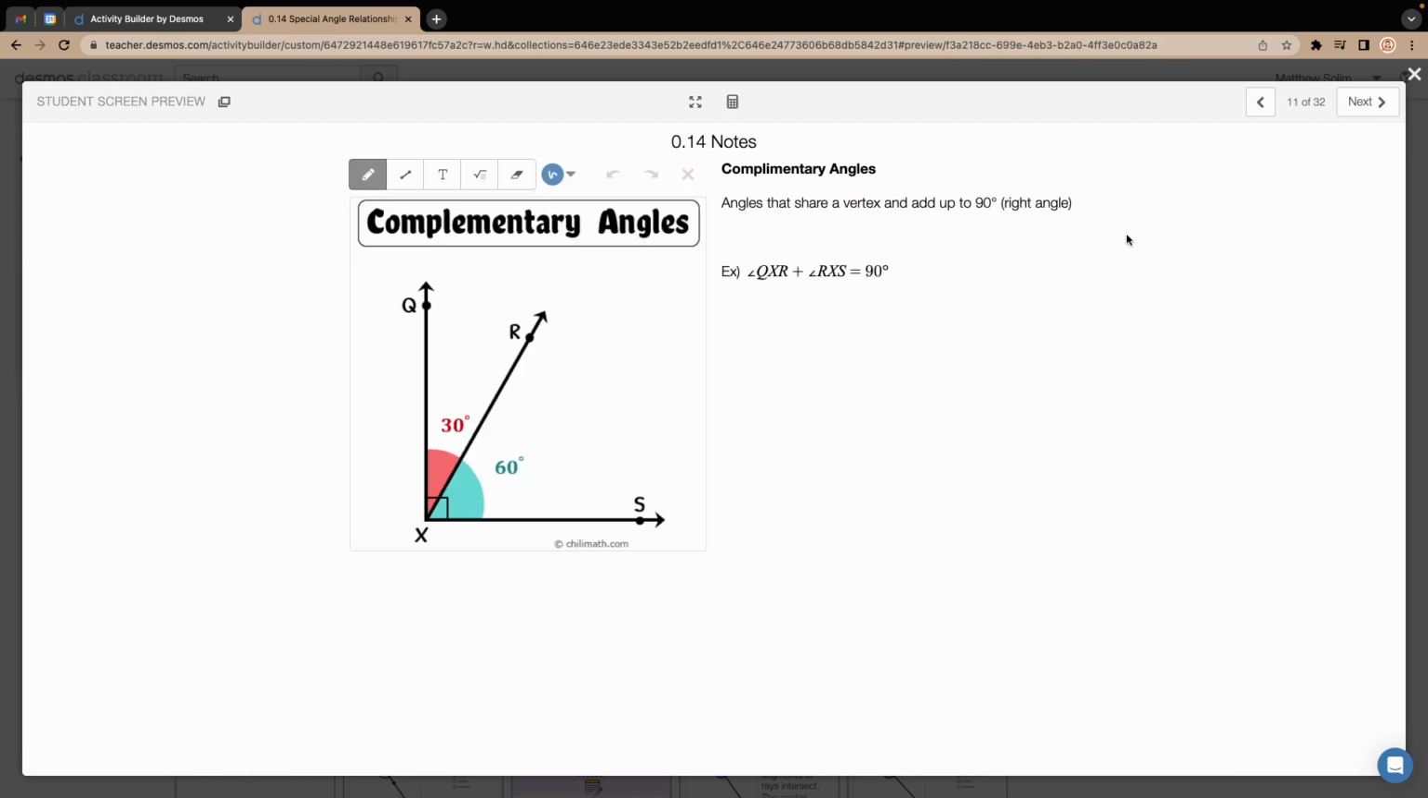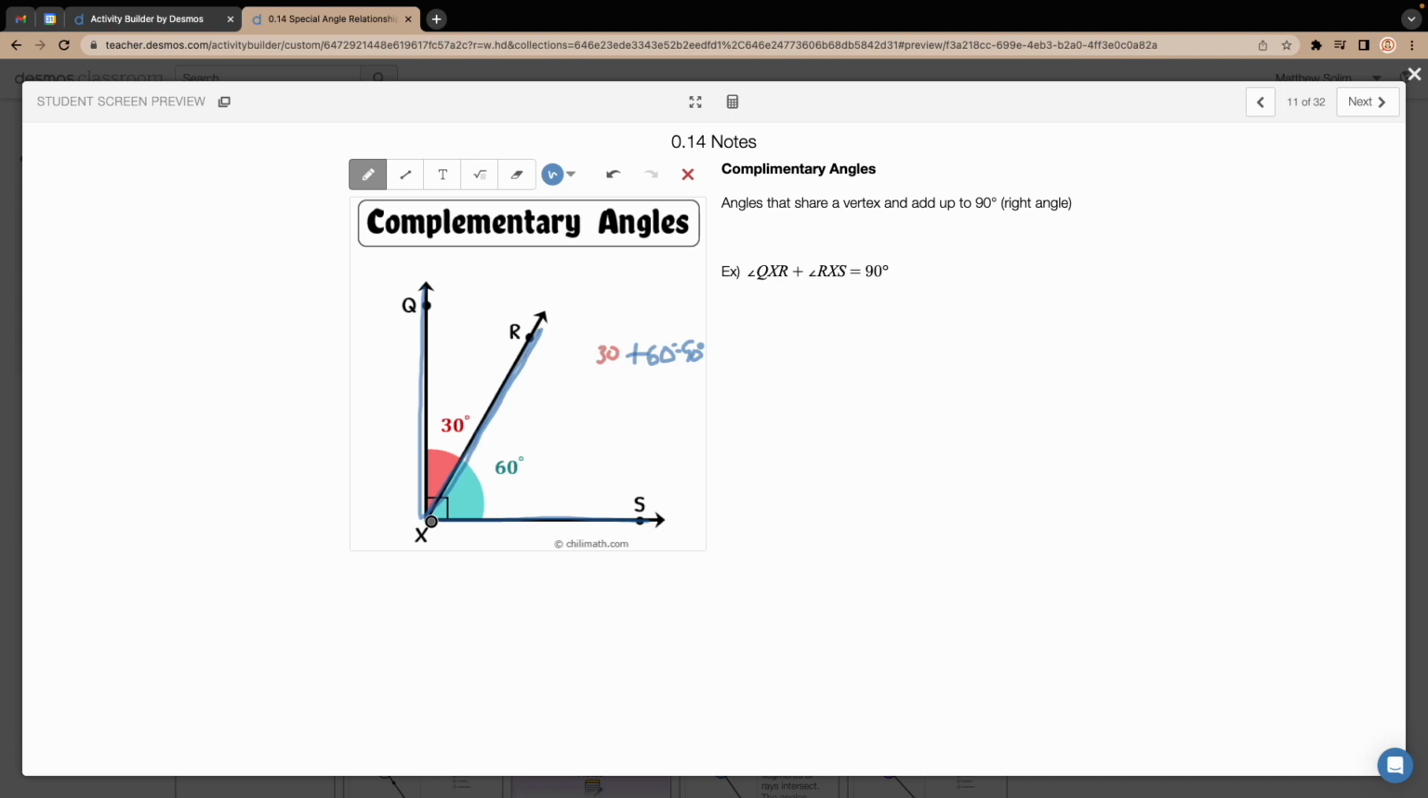But our notes, so we have the first type of special angles, complementary angles. These are two or more angles that add up to 90 degrees or make a right angle. So for example, QXR is 30 degrees plus RXS, which is 60 degrees. These two would add up to make a right angle. So when two angles add together to make a right angle, it is called complementary.